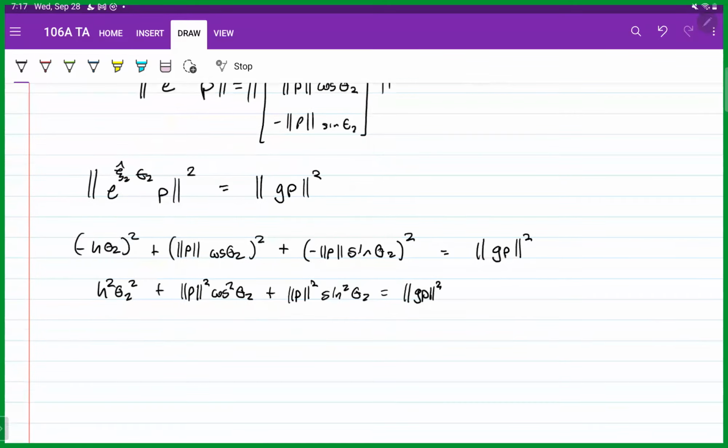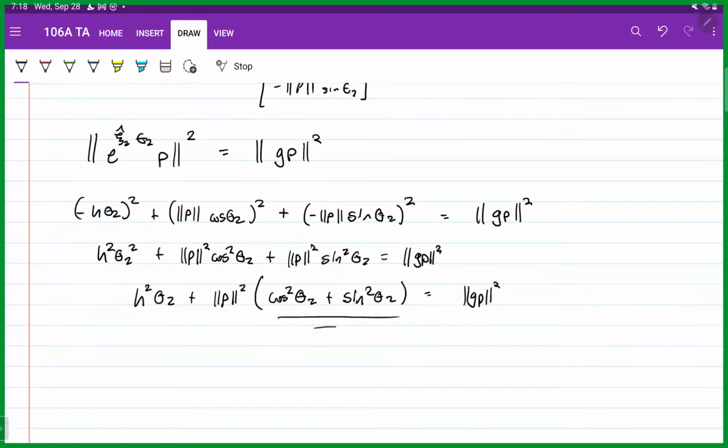Okay, so now what we're going to do is we're going to go ahead and factor out this magnitude of p squared, cosine squared of theta 2 plus sine squared of theta 2 equals gp squared. So what can we do to simplify this in this case? Does anyone notice anything? It's 1. Yeah, so this is the Pythagorean identity right here. Okay, so we can knock that whole thing out, and that leaves us with only one theta 2 squared term remaining.